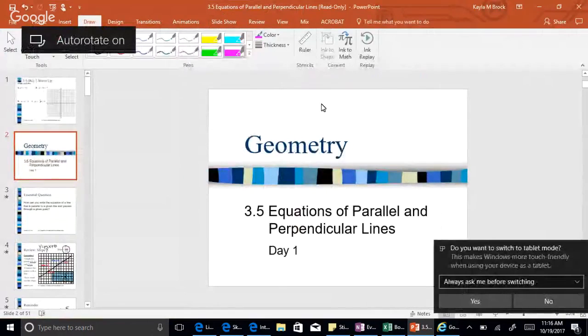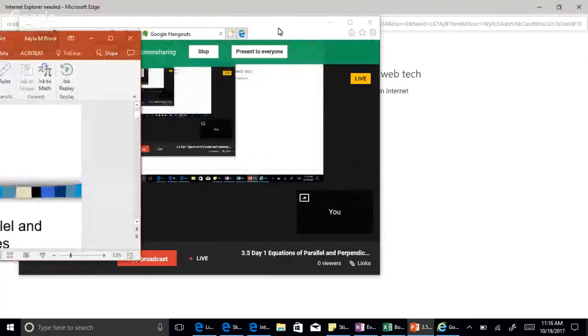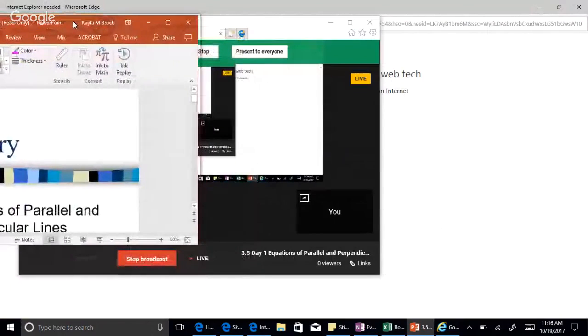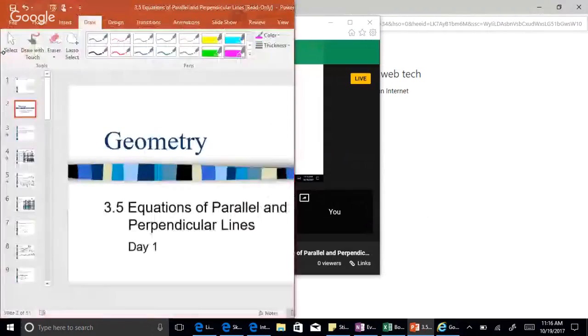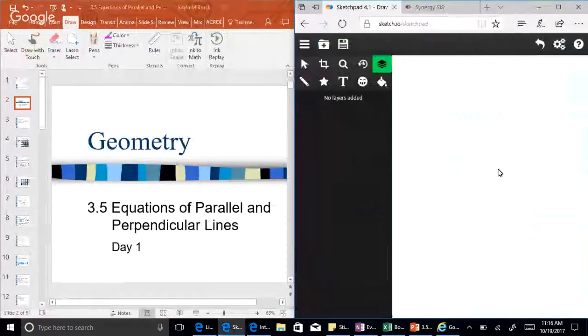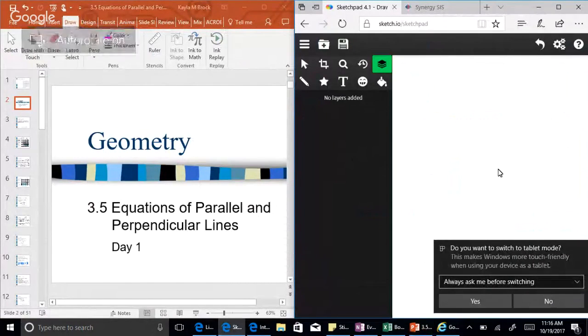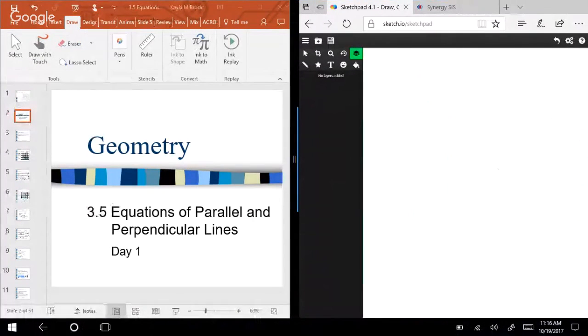Oh, before I do that, let me open Sketchpad. Okay, make this. There we go. And then the other side we want to be Sketchpad. Okay, excellent. I apologize about the delay.